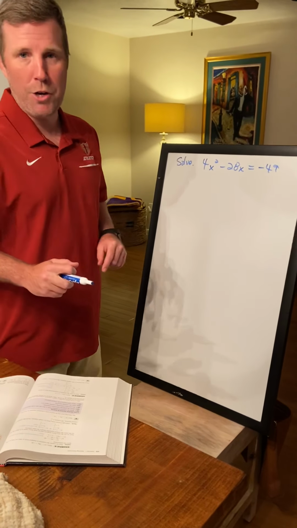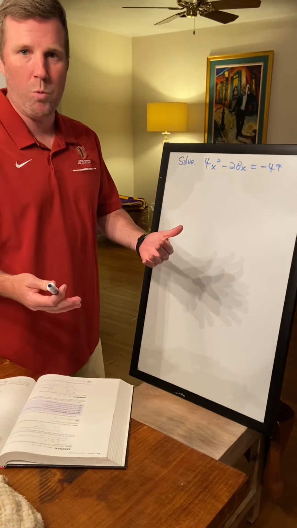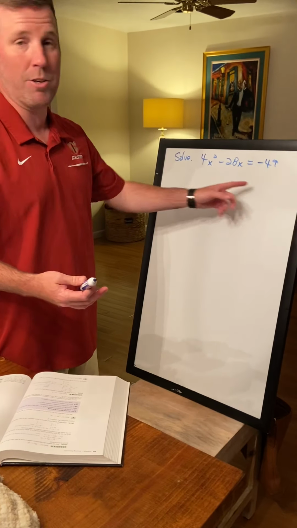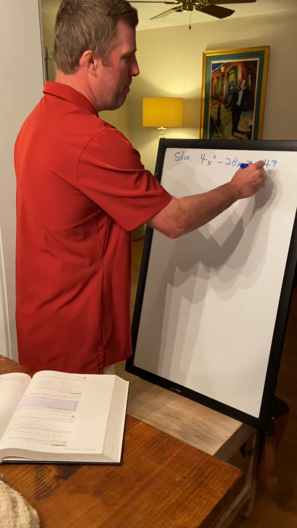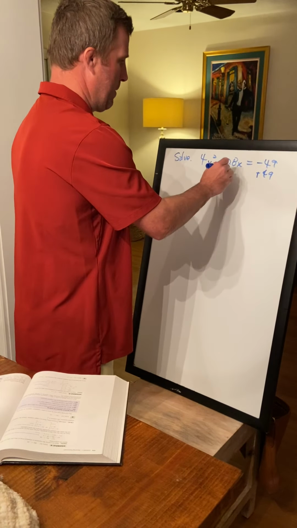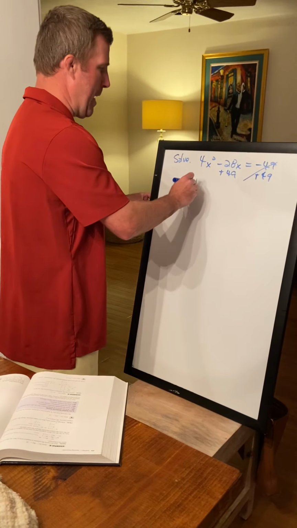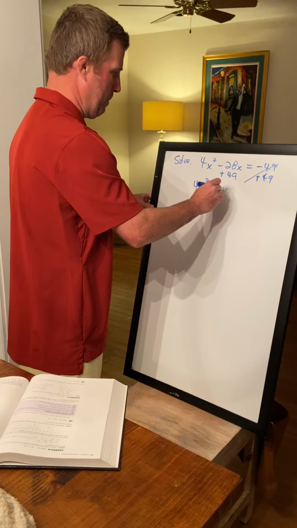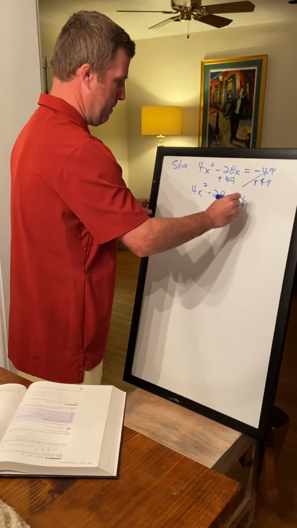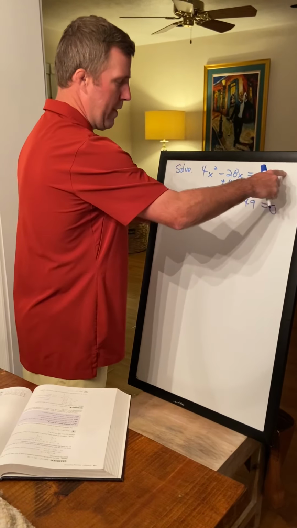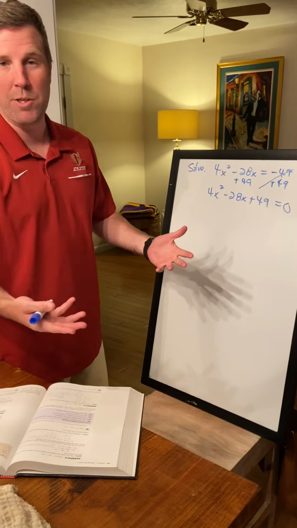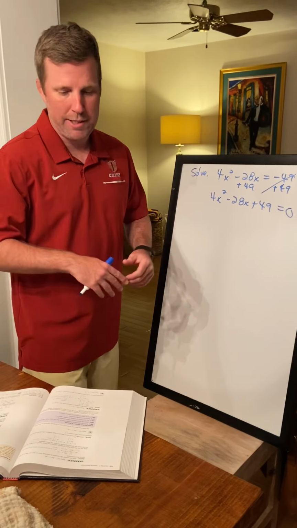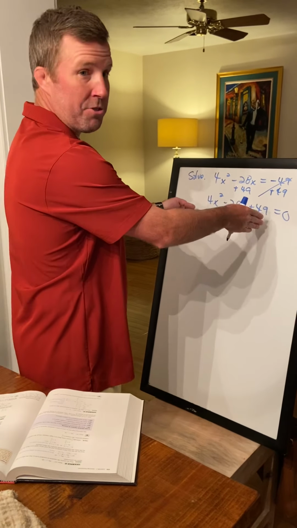I just told you the very first step is to make sure you have 0 on one side. I don't have 0 on either side. I'm going to add 49 to each side, which will give me negative 49 plus 49 is 0. I move this to the other side. Now I have 0 on one side. Now I go through my steps to factor the left side.